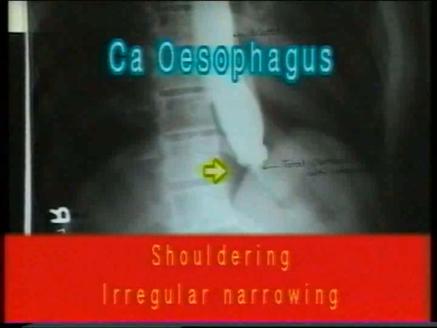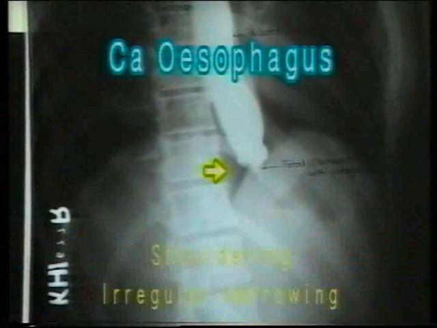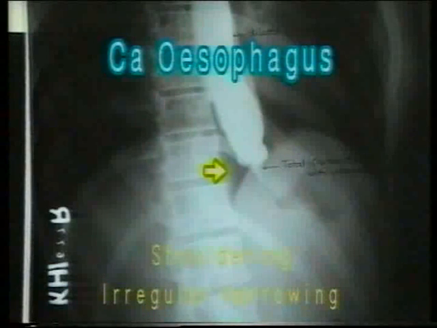This barium swallow shows obstruction at the lower end of the esophagus with long irregular narrowing. No barium has entered the stomach, indicating a total block. In close-up view, note the shouldering and the irregular narrowing.